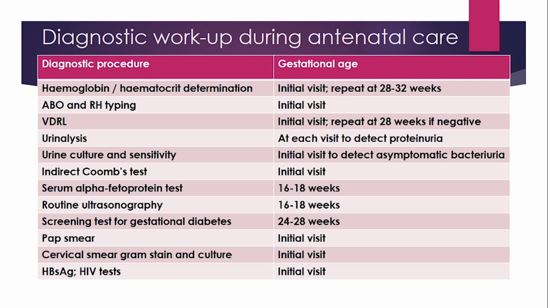Then routine ultrasound is also done at the initial visit, also to date the pregnancy. Then an anomaly scan is done, usually between 18 and 22 weeks, also to rule out gross fetal abnormalities. Pap smear, we talked about it. These are things that should also be done.